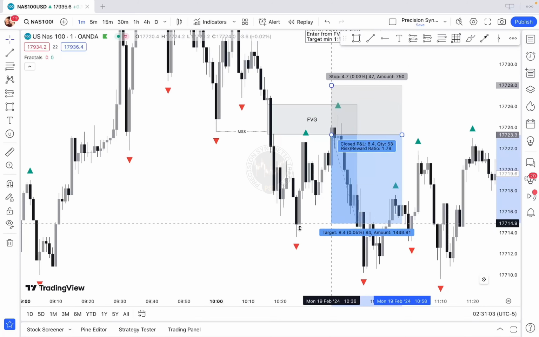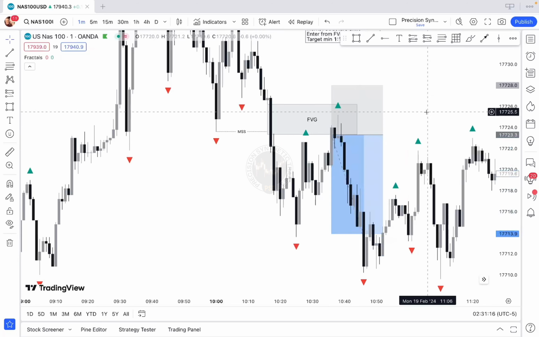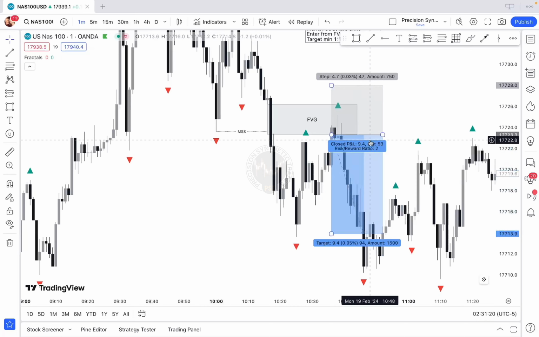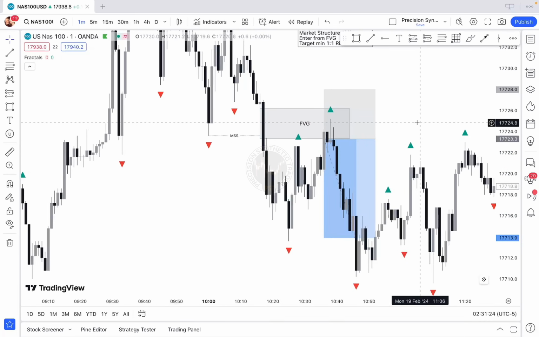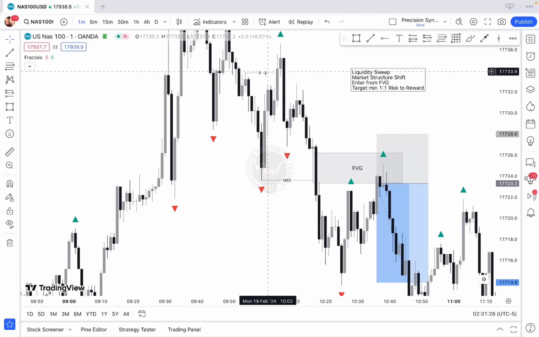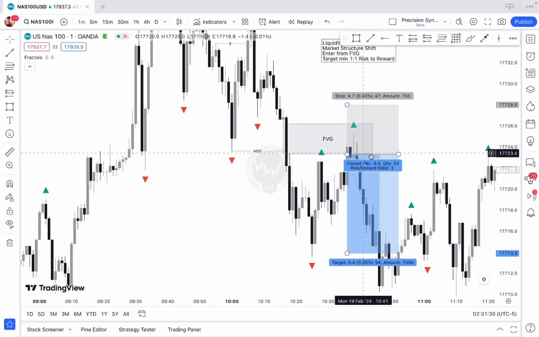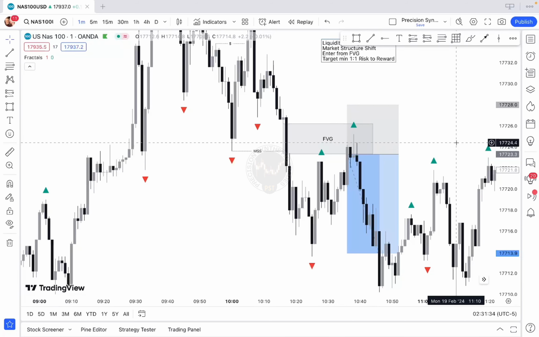Or you can target the next fractal low. I like to target minimum 1.5, 2 risk to reward. Let's keep it at 2 risk to reward. This is going to be up to you. When your trade goes to 1 to 1, you can put your stops to break even. All right, so we had our liquidity sweep, market structure shift, enter from a fair value gap, and target your trade. All right, let's go to the next session.